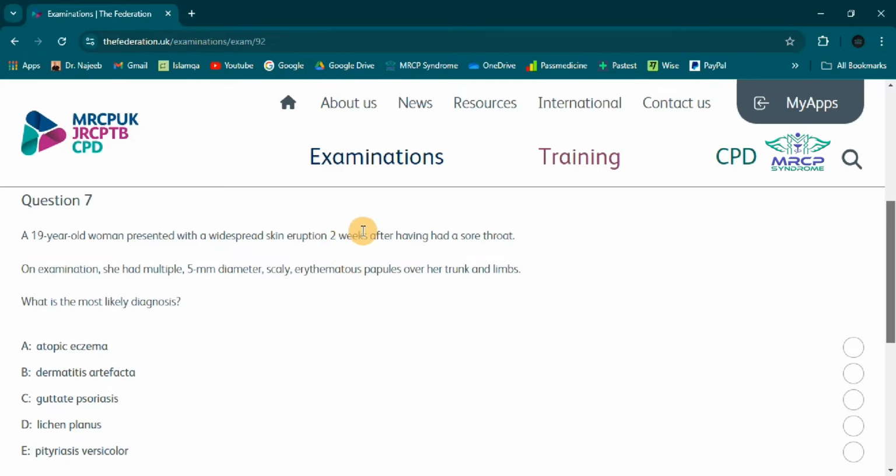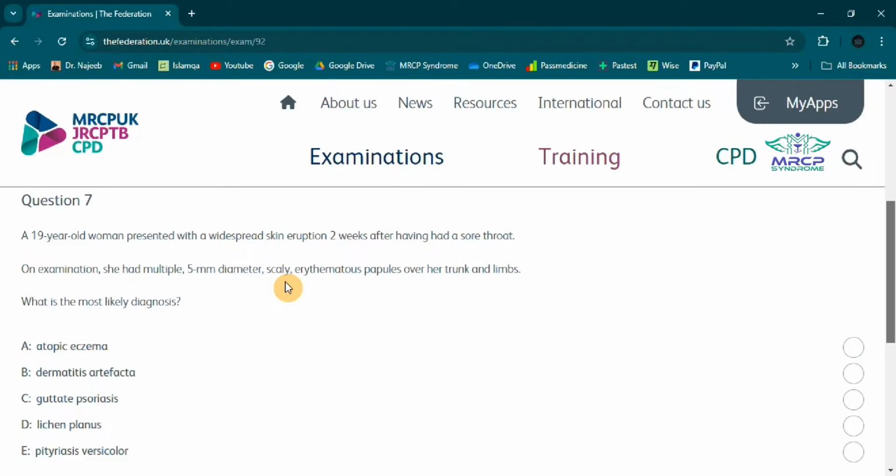And this patient has come after 2 weeks. The body's immune response to the infection usually triggers an inflammatory response in the skin, and this leads to the characteristic lesion known as guttate psoriasis. Regarding the clinical presentation, guttate psoriasis usually comes up with multiple small scaly erythematous papules distributed over the trunk and the limbs. This is the classical appearance of guttate psoriasis, and the lesions are typically very small, usually ranging from 1 to 10 millimeters in diameter.